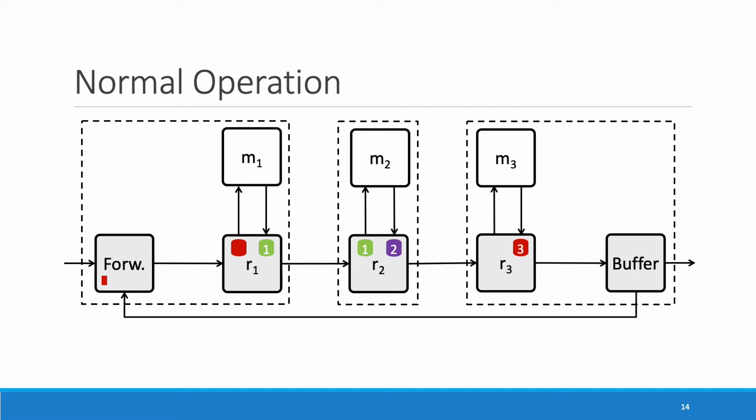This allows each server hosting a middle box to act as a replica for its predecessor middle boxes. In this example, R2 replicates the state of the first middle box. Once the packet is processed, R2 piggybacks state changes onto the packet and forwards it to the next replica. R3 performs the same set of operations and forwards the packet to the buffer.